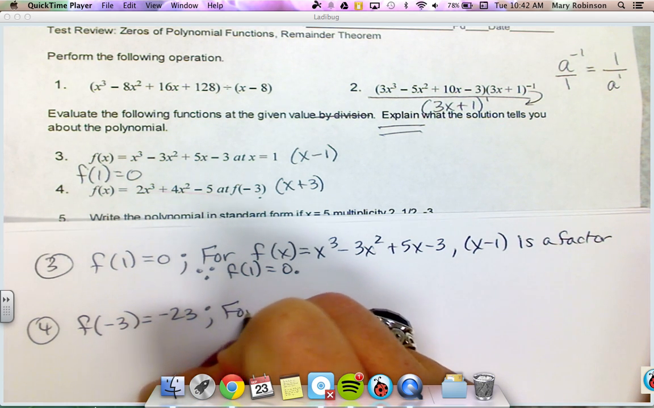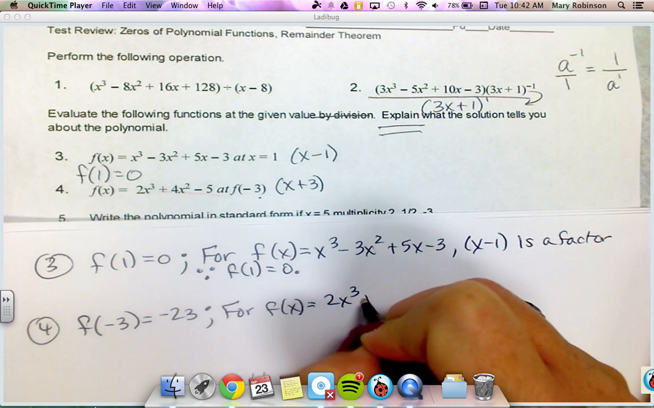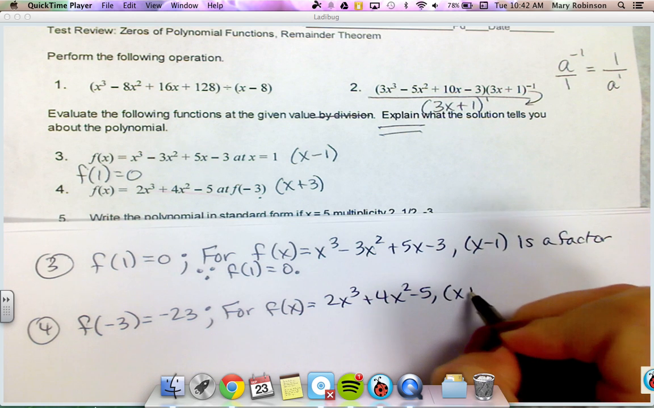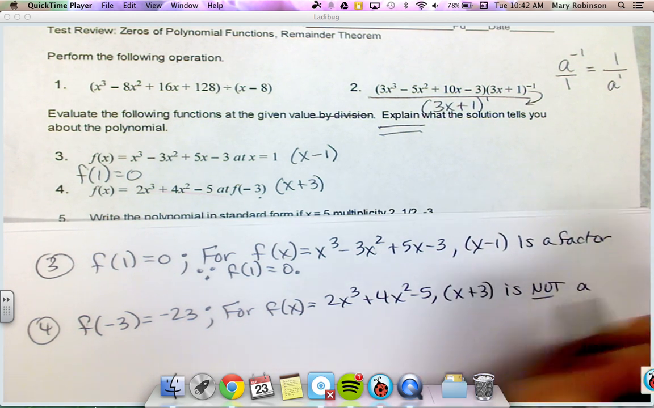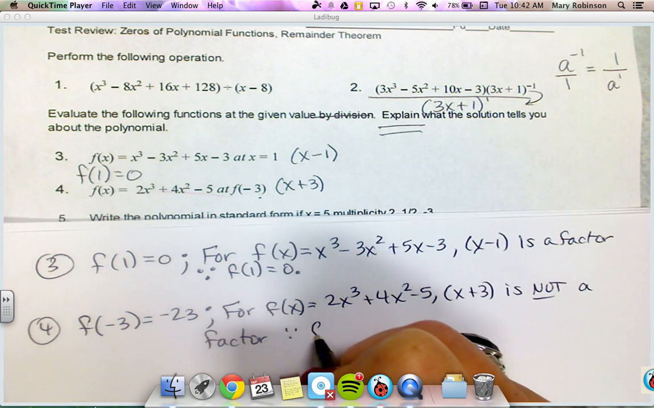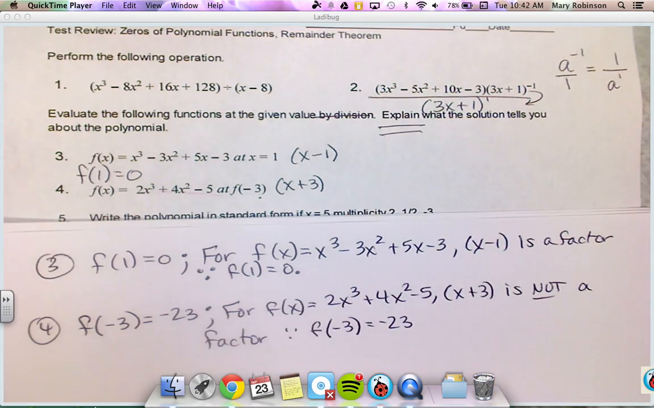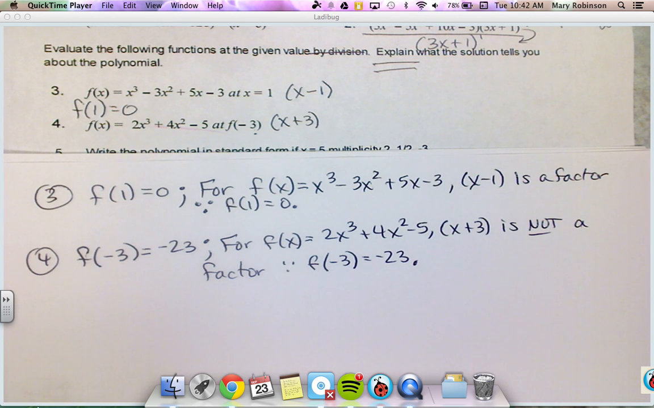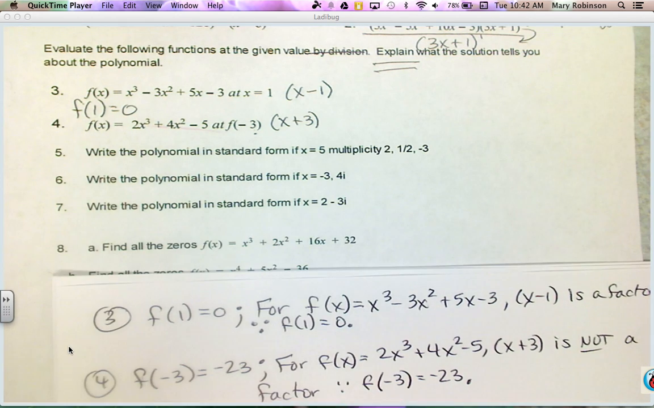So then we would state that for f of x equals 2x cubed plus 4x squared minus 5, that x plus 3 is not a factor because f of negative 3 is equal to negative 23 and not 0. Okay, and that would be our statement. And that concludes this video. The next video, I'll do problems 5 through 7.